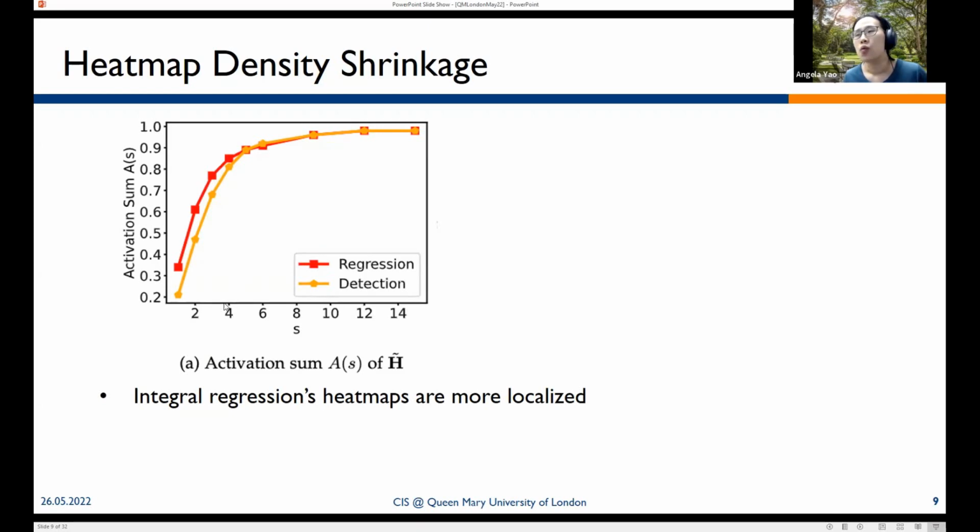So for instance, within some, let's say, 4x4 area, 60% of the activation is already contained within this local area for regression, but only 50 or 40% for the detection. So this was our conclusion here: the integral regression's heat maps are more localized.